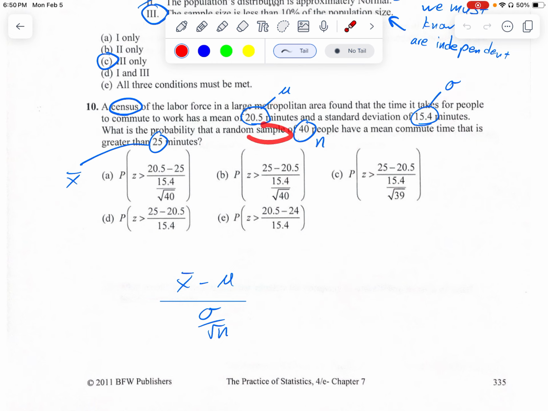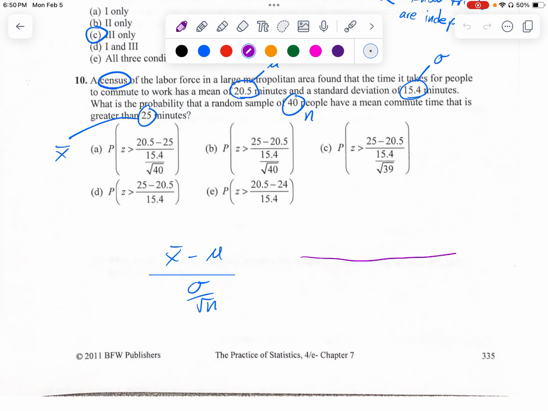What's the probability that a sample, okay, so now they're telling you about that, of 40 people, so there's my n, has an average commute time that is greater than 25 minutes. So they sampled 40 people, added up all their commuting times and divided by 40, and they got an X bar. And they're saying, what's the probability, you could even sketch this curve out. The picture always helps me. They're saying for everyone, this is centered at 20.5 minutes. And then they're asking you what's the probability of having a commute more than 25 minutes. This is mu, this is X bar.